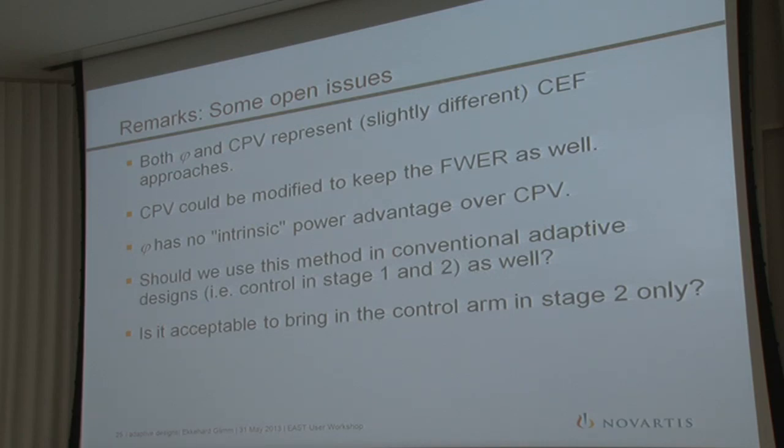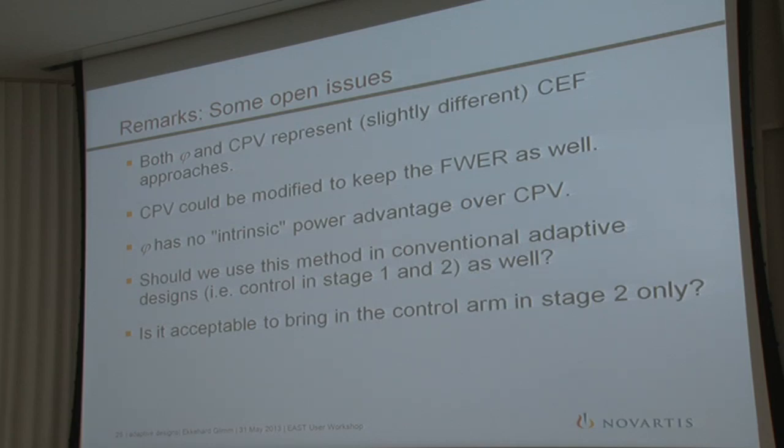You could, of course, now say, okay, if we simulate the null distribution of the test statistic anyway to get critical values, we can also do that with a conditional p-value approach when we plug in the estimate of the variance that we obtain at the end of the trial only. I haven't done that either. This test has no intrinsic power advantage over the conditional p-value approach.